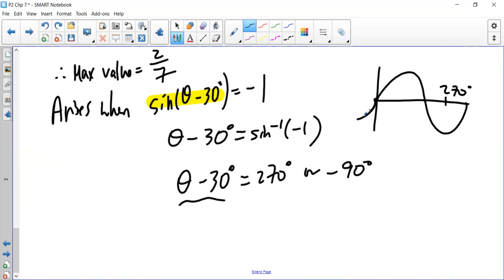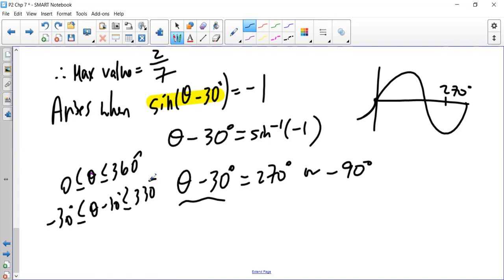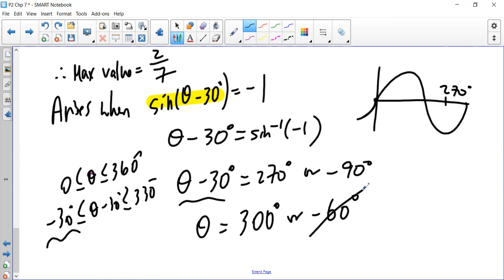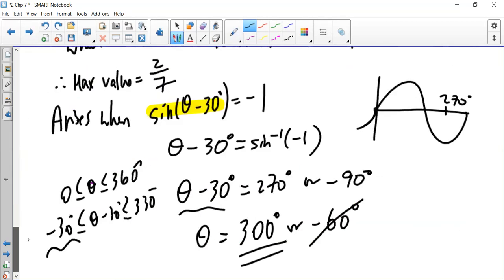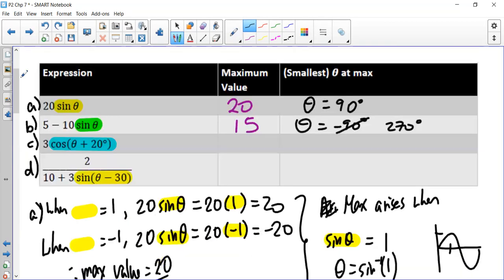Anyway, the range sometimes may include a negative answer because you use theta minus 30 degrees. So if the original range is like this, when you take away 30, that becomes like this. So you can see that there might be a negative answer. But in this case, minus 90 plus 30 is still negative. So theta equals 300 degrees or negative 60 degrees, but we don't take negatives. Okay, no negatives in my life, only positives. All right, so that's the answer.